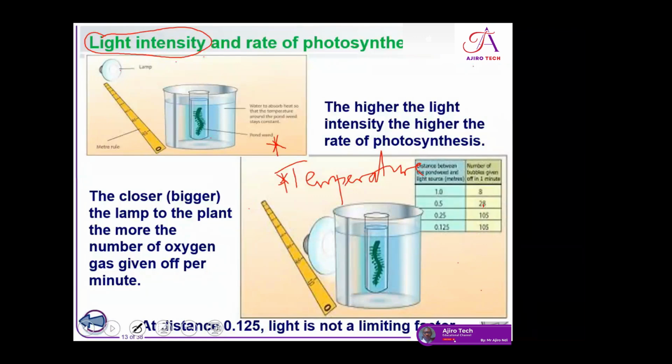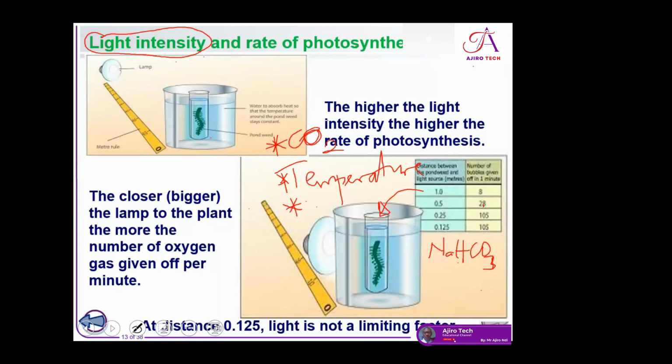We have to ensure that there is constant supply of carbon dioxide, and the amount of water available. One way to ensure that there's constant supply of carbon dioxide is by adding sodium hydrogen carbonate to the water. If you add sodium hydrogen carbonate powder or liquid into the water, it increases the amount of carbon dioxide available in the water. That will make carbon dioxide not a limiting factor.